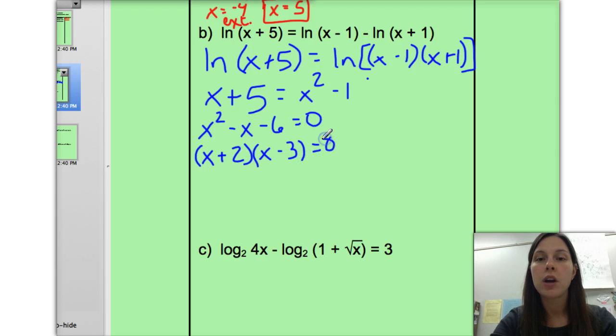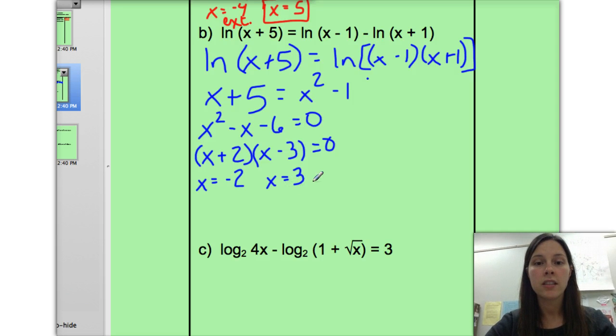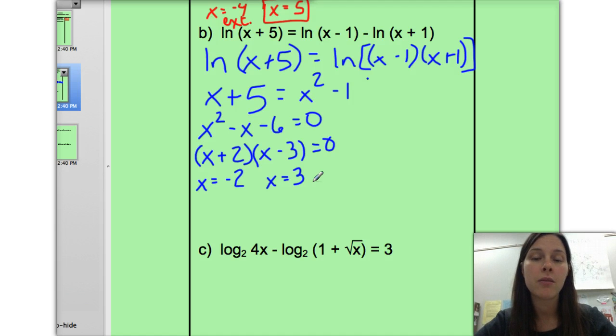So when we use the zero product property, set each term equal to 0 and solve, we get x equals -2 and x equals 3. When we check our answers by substituting these back into the log equation in the first place, if we put -2 in, we can do -2 plus 5 and get a positive value, so it's okay on the left-hand side.